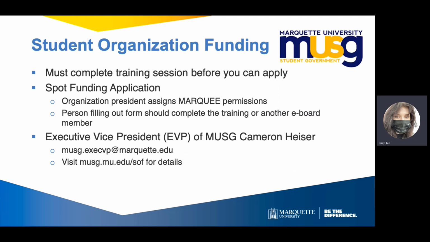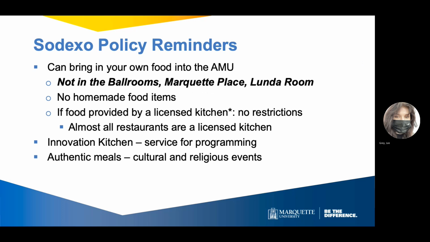So student org funding is provided by Marquette University student government. It is not provided by the Office of Engagement and Inclusion. You must complete the training session before you can apply for funding. And all funding for the fall 2021 semester is spot funding. So the organization president assigns Marquee permission, and the person filling out the form should complete the training or another e-board member. The executive vice president of MUSG is Cameron Heiser, and his contact information is listed down below.